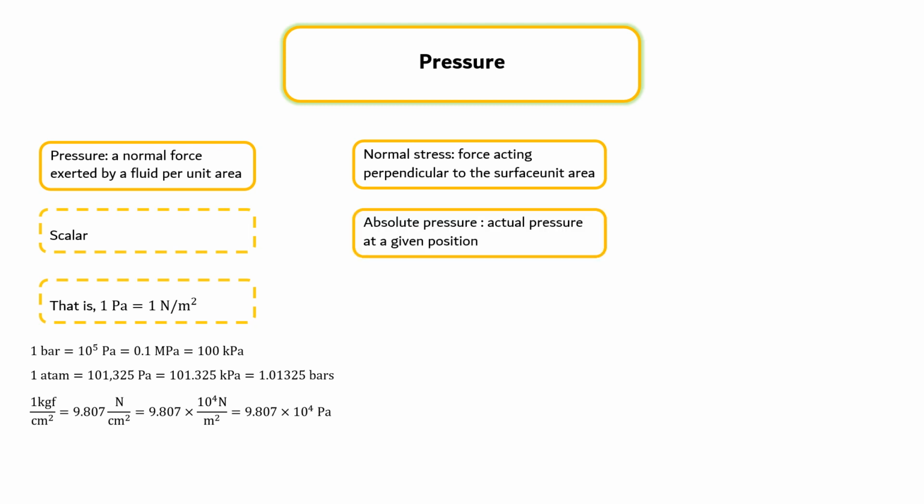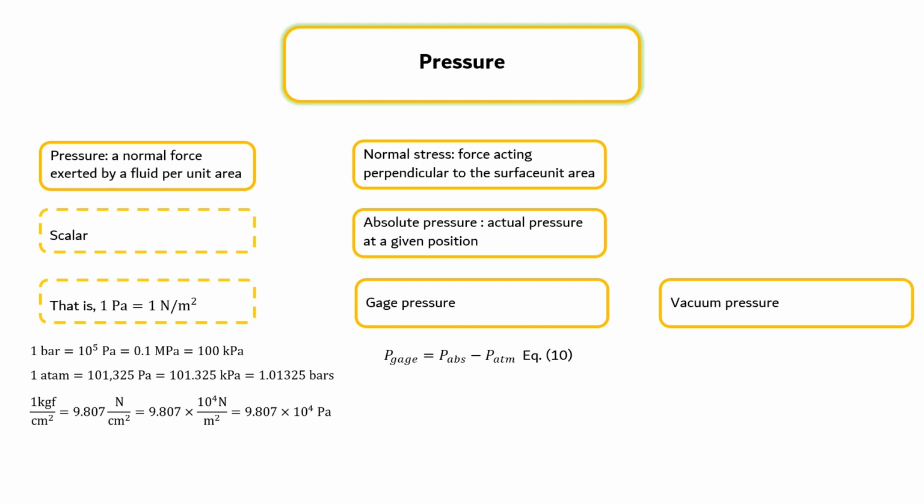The actual pressure at a given position is called the absolute pressure, and it is measured relative to absolute vacuum. Gauge pressure is the difference between the absolute pressure and the local atmospheric pressure as shown in equation 10. The gauge pressure can be positive or negative, but pressures below atmospheric pressure are sometimes called as vacuum pressures and are measured by vacuum gauges that indicate the difference between the atmospheric pressure and the absolute pressure as shown in equation 11.